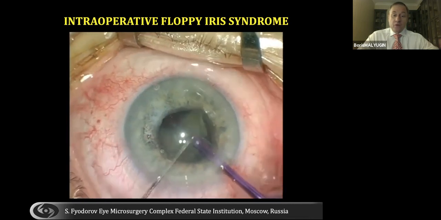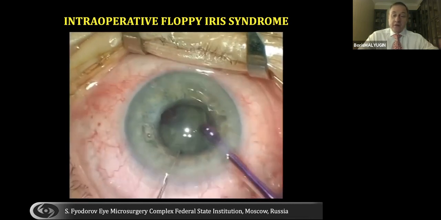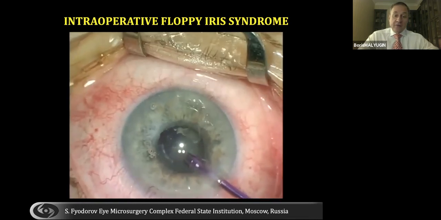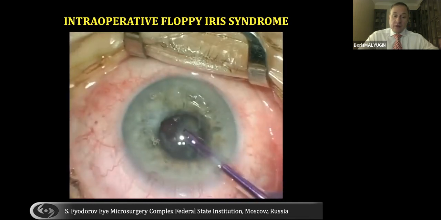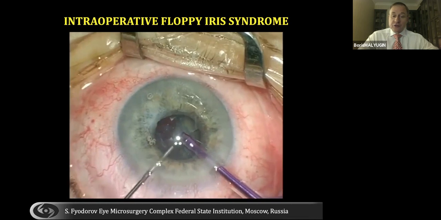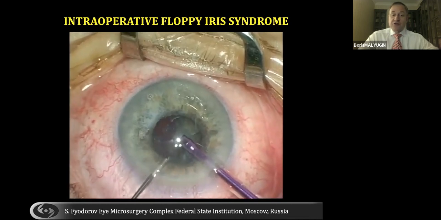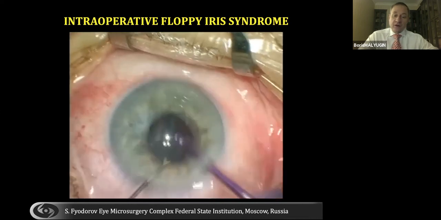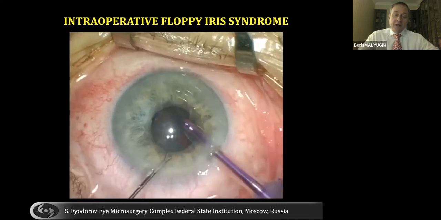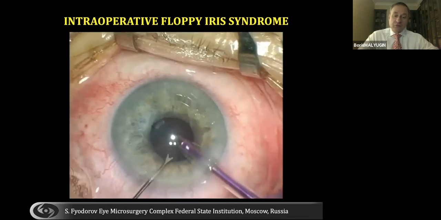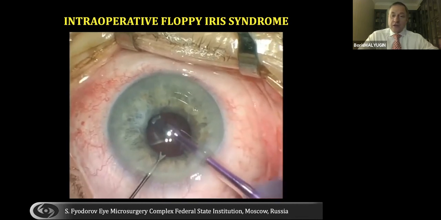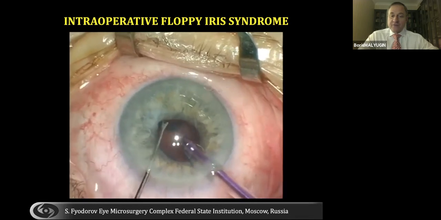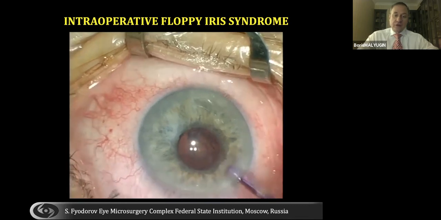However, as we are proceeding with the phaco emulsification, the pupil is now progressively constricting, and again we see that there is some billowing of the iris, which has a tendency to go into the phaco needle, and we have to be quite cautious not to catch the iris by irrigating and aspirating it into the phaco needle, as shown here.